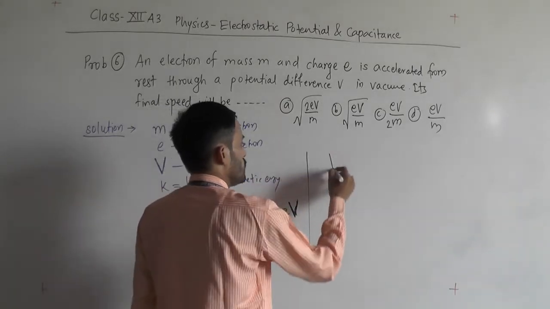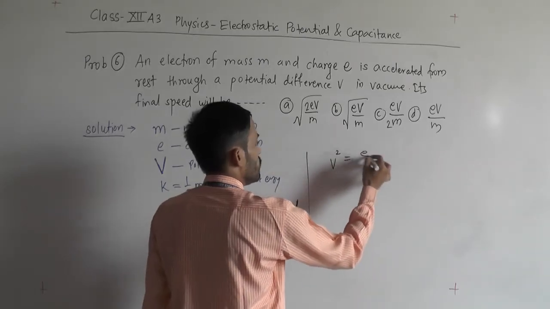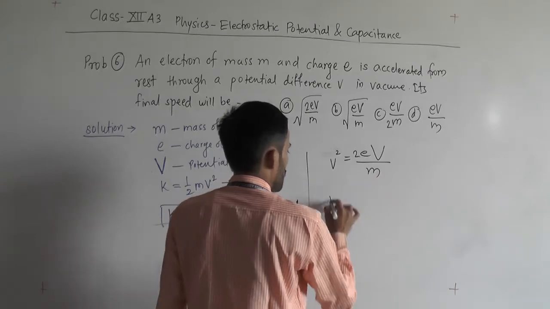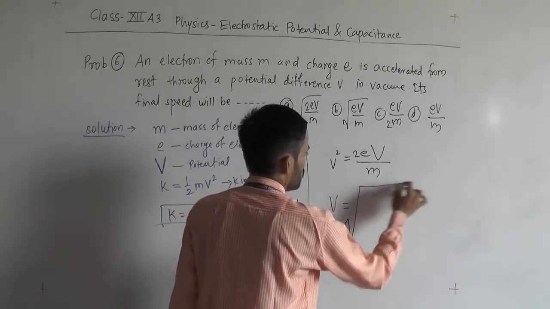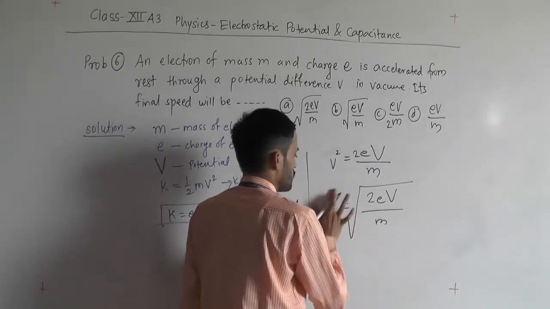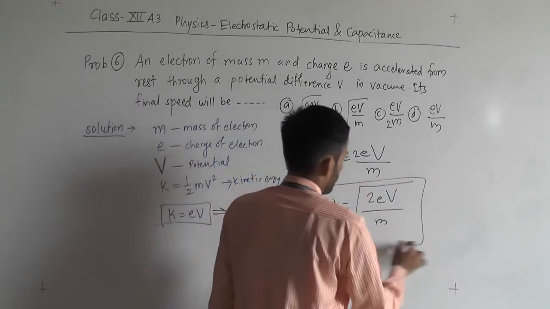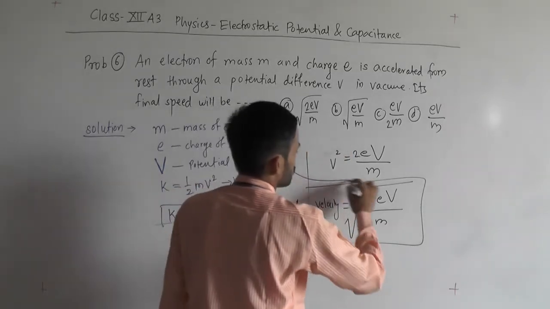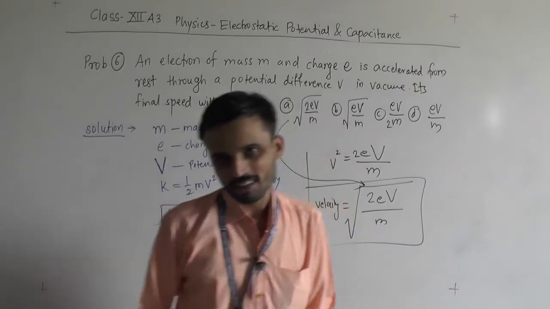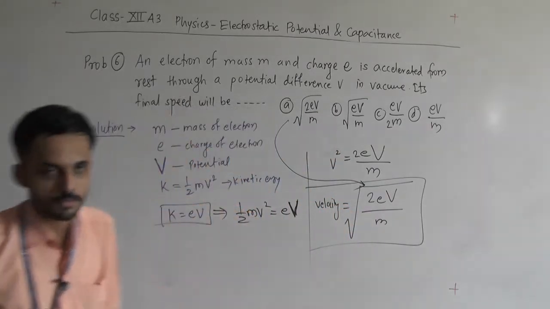So v square will be 2eV upon m, and then my v will be root of 2eV upon m. Correct? So which option will come, that you now know. My option number first will be the answer to my question. Have you understood? So I will suggest you to note this down.